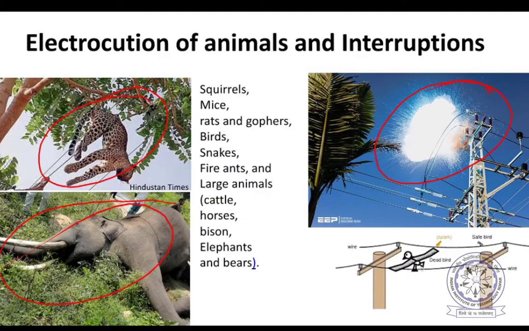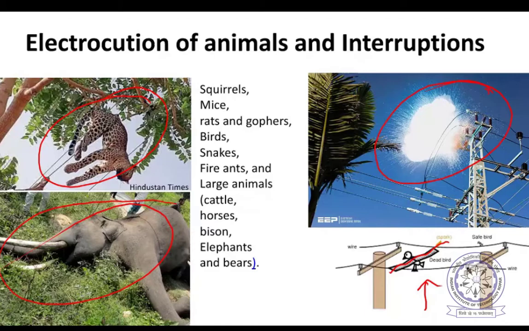Here you can see how the electrocution happens. As long as a bird sits on one line, electrocution will not happen. But the moment it tries to fly and spreads its wings, the wings may touch both the wires and cause electrocution through the bird. So this is how it is causing serious loss of life, and serious disturbances to the power system also.